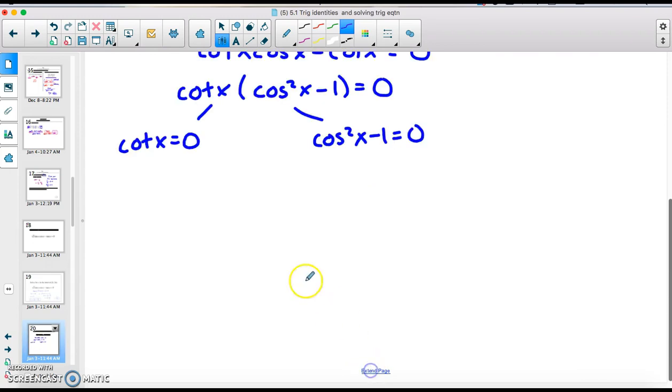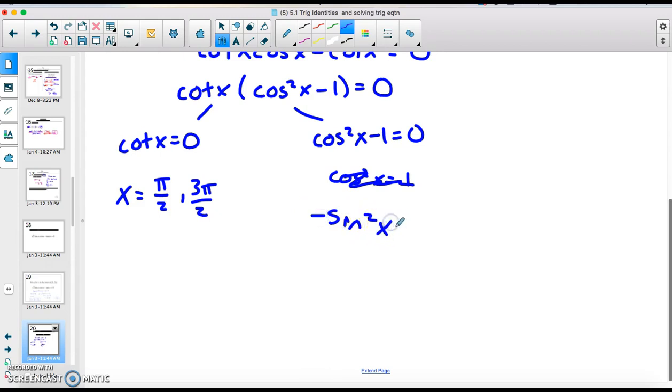So if I solve those 2 separate parts, where is cotangent 0? That is where x is at pi over 2 and 3 pi over 2. And here I can move over the 1, so I've got cosine squared x equals 1. Oh, actually, that's not how I approached it last time. I think this way will still work. The creative way I approached it last time was I said that this equals negative sine squared x, which if I simplify that, I could divide by a negative, take the square root, so your sine x is just going to equal 0. I'm pretty sure this would have worked the same way if we'd done it with the cosine.